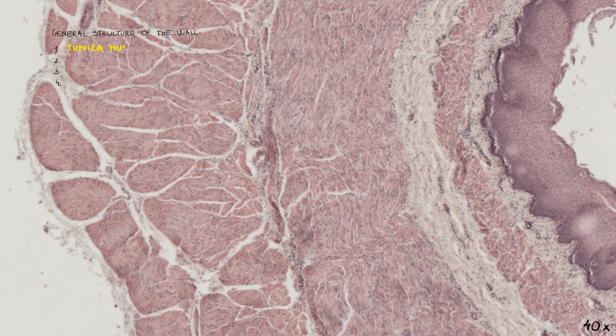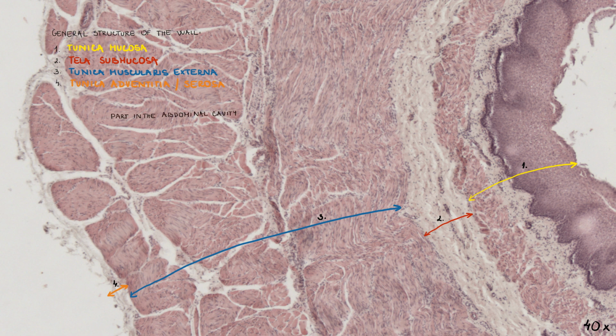The wall is made up of 4 layers. The first one is mucosa, the second one is submucosa, then it's muscularis, and the last one is adventitia or serosa. If a part of digestive system is located within the abdominal cavity, there is a serosa on its surface. Serosa is covered by mesothelium, which is a simple squamous epithelium. Organs that are not surrounded by a cavity are covered in adventitia.